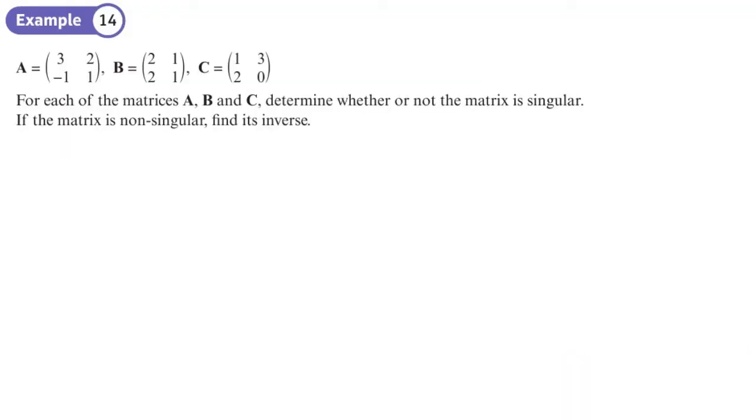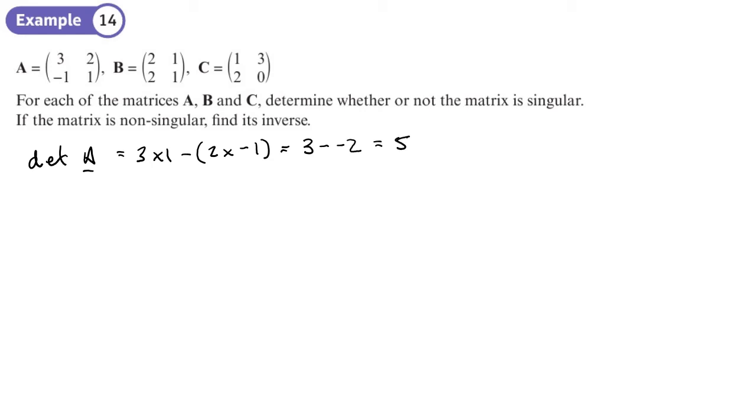Each of the matrices A, B and C determines whether or not the matrix is singular. So all we need to determine is the value of the determinant. Is it 0 or not? Let's start with A. The determinant of A is AD minus BC. That's going to be 3 minus -2, so I get a determinant of 5.